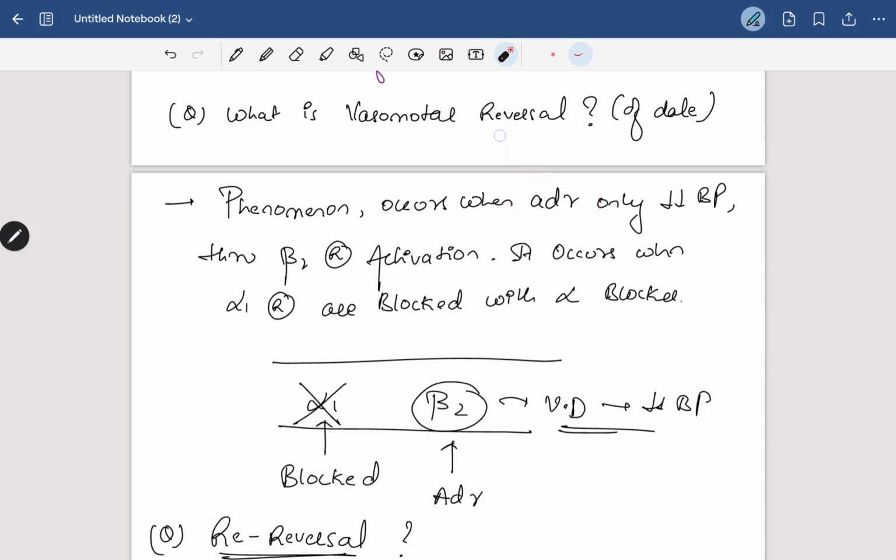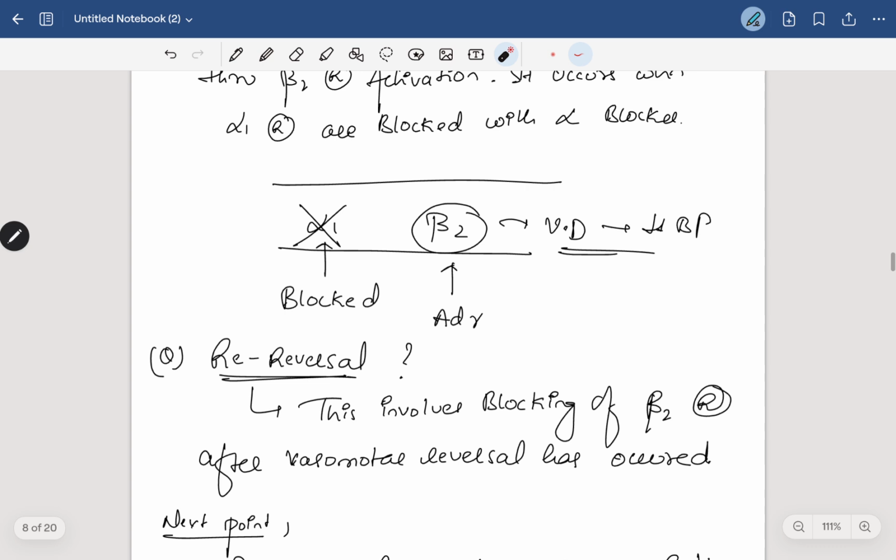Adrenaline acts on all the receptors, that is alpha 1, alpha 2, beta 1, beta 2, and beta 3. But in this phenomenon, adrenaline only decreases BP through beta 2 receptor activation. It occurs when alpha 1 receptors are blocked with the help of an alpha blocker.